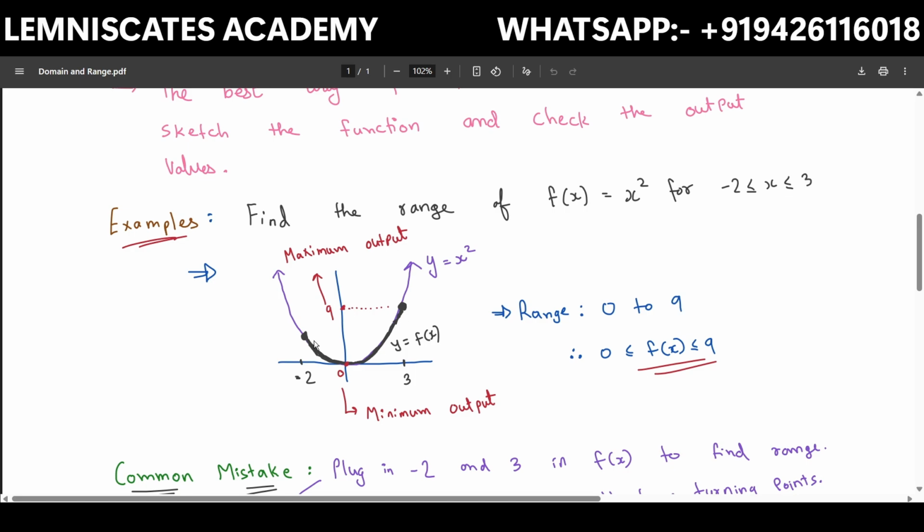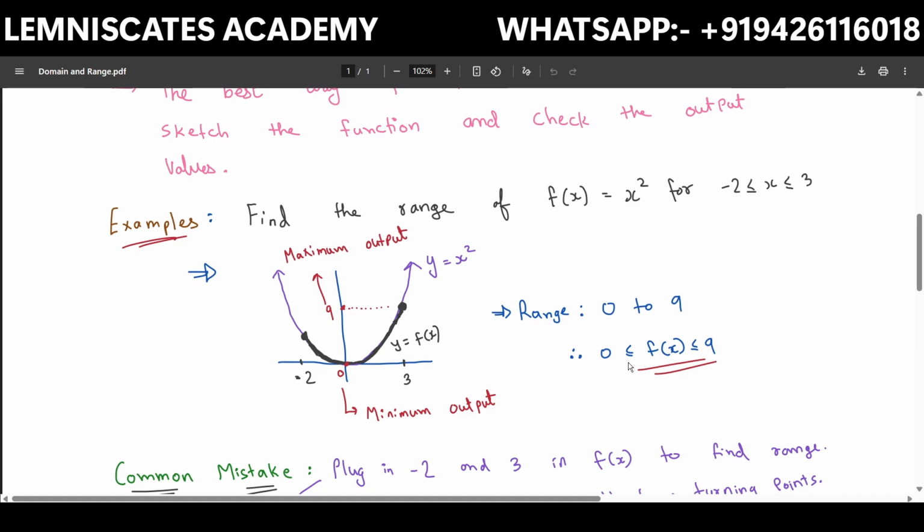And now in this black part, I can say that 0 is the minimum output and 9 is the maximum output. In this case, both are proper values, nothing is plus infinity or minus infinity. I'll discuss that more in this video. But if both the values that you got are pure numbers, you can write your range in this format, from minimum to maximum.